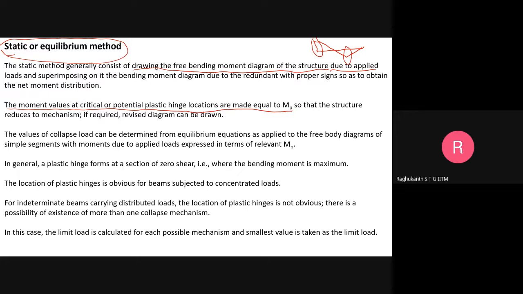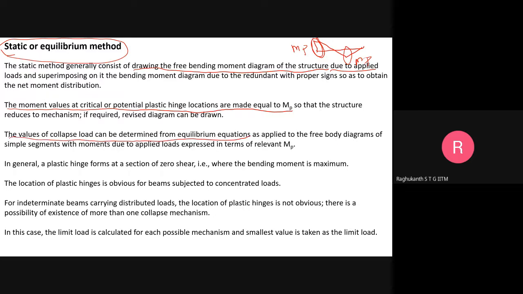When they plastify, initially the bending moment is 3PL by 16, 5PL by 32, or whatever we wrote. But when hinges form, here the moment will be equal to Mp, and here also the moment will be equal to Mp. So you have to equate both of them to Mp itself. Once you have equated, the collapse load can be determined from the equilibrium equation.